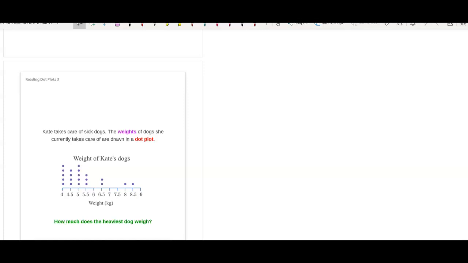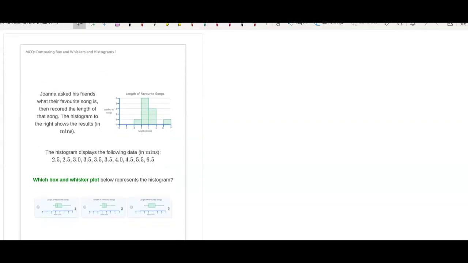How much does the heavier dog weigh? Oh, I missed it. It's not heavier. It's the heaviest dog. So you should be able to answer the question. I'll skip that.